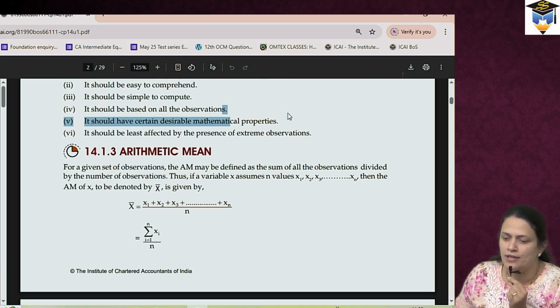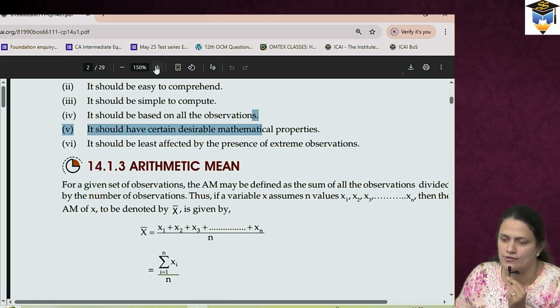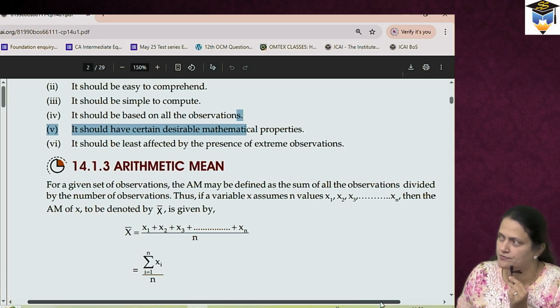So that is equal to summation of i equal to 1 to n of xi upon n, where n is the number of observations. Okay, this is the formula to find out arithmetic mean. x1, x2, x3 are the different values which the variable x assumes.